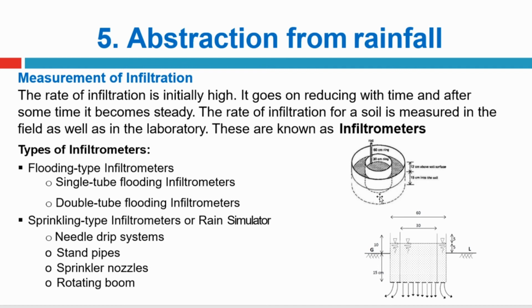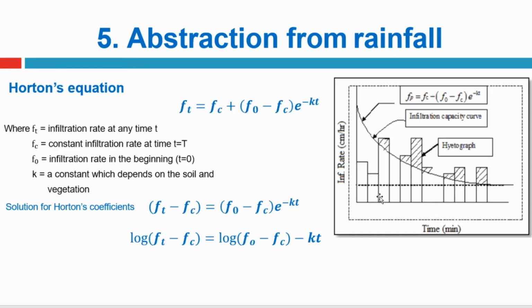All right, so the next thing is Horton's equation. Horton is a scientist who has given us an equation to calculate the infiltration rate. I have already explained what infiltration rate is: it is the rate at which water is infiltrating at any given time, right? So if you want to calculate the infiltration for any duration, we need to use this equation: Ft = Fc + (F0 - Fc) e^(-kt).